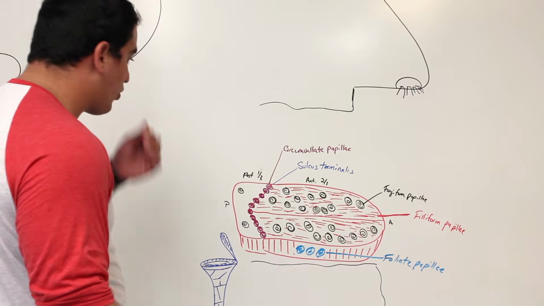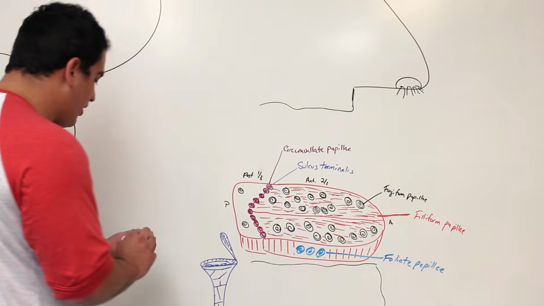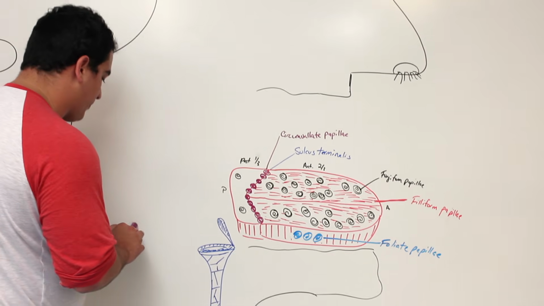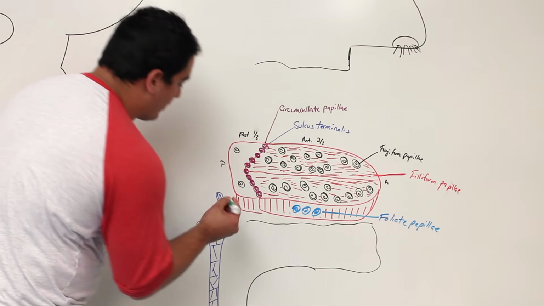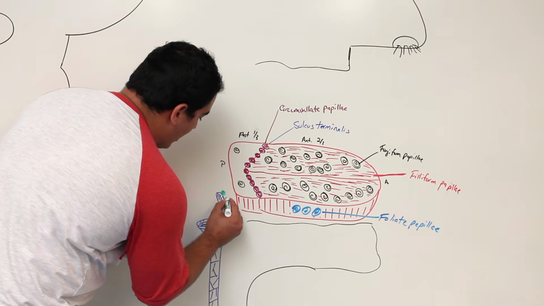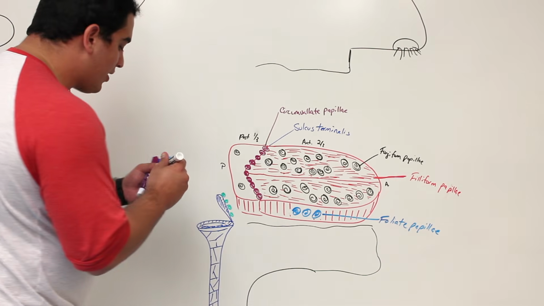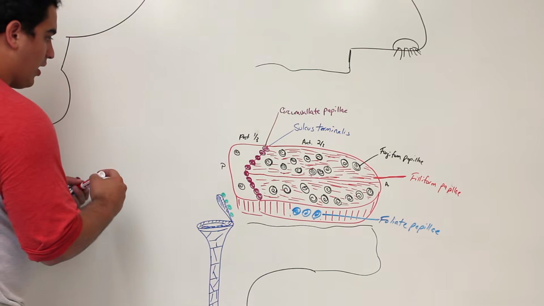There is one more structure. You know here, the epiglottis? The epiglottis is also going to consist of a little bit of taste buds. So here's your epiglottis, and the epiglottis does have a little bit of taste buds. You know what else has taste buds? You know the parts of the pharynx?